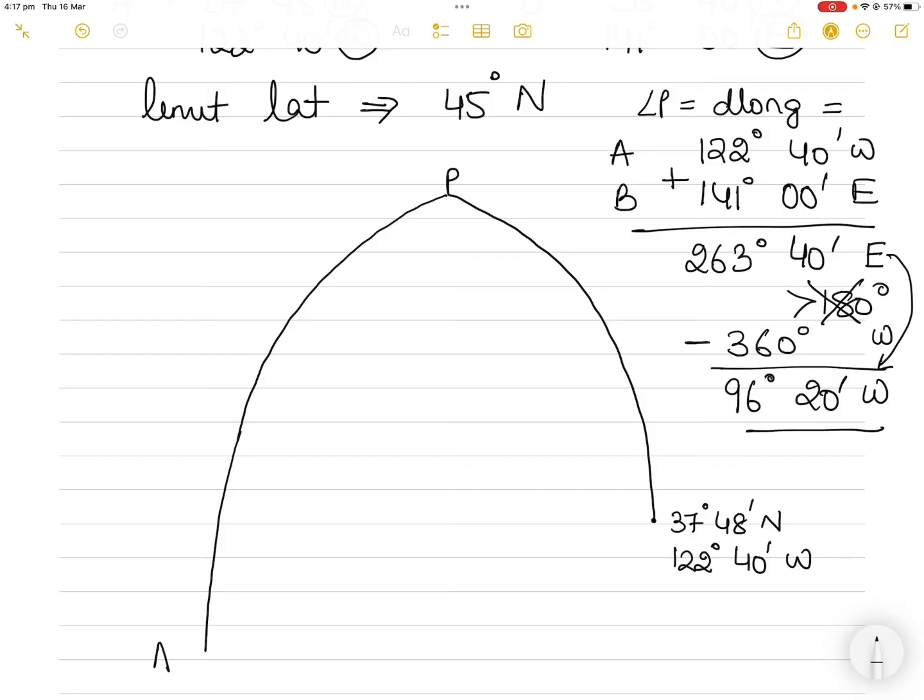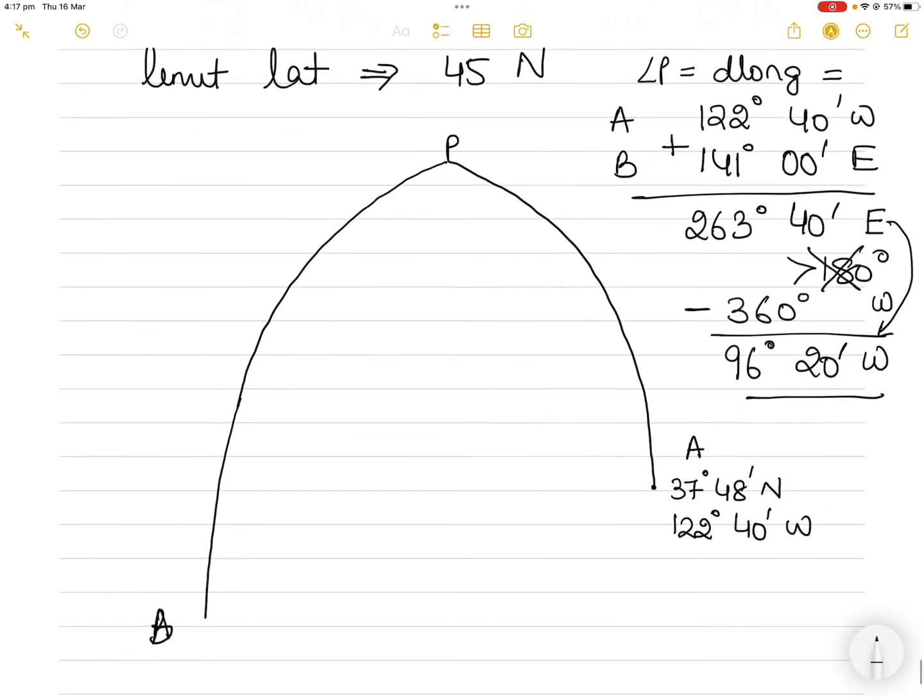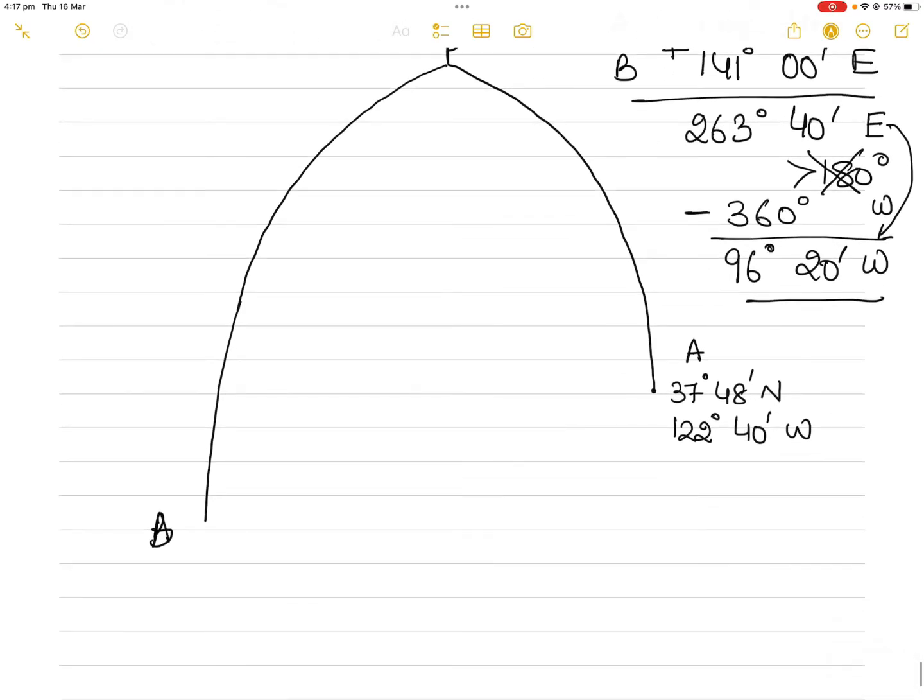Oh, sorry. This is B and this is A. So B is 35 degrees 40 minutes north, slightly lower than A, and 141 degrees 00 minutes east because I am close to the anti-meridian. Alright, so this angle P becomes my D long, 96 degrees 20 minutes.